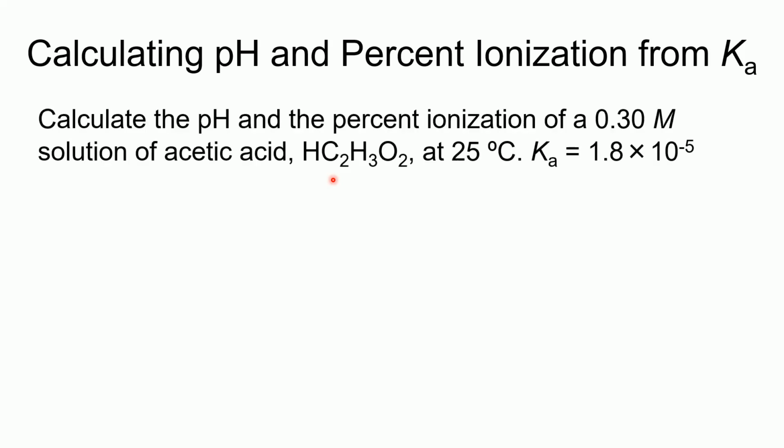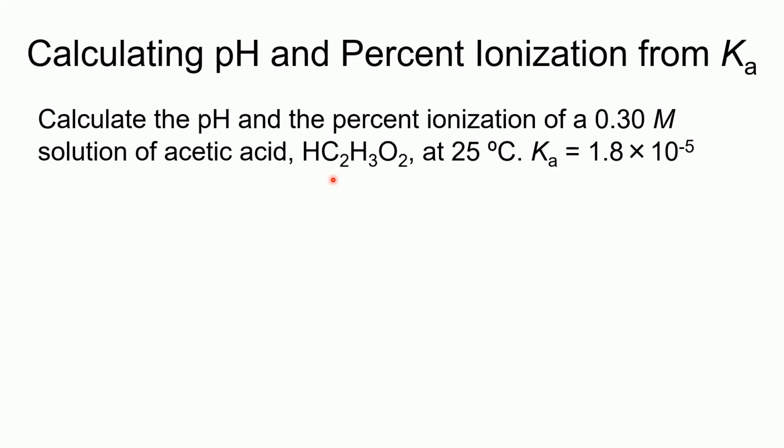So here, the question is, calculate pH and the percent ionization of a 0.30 molar solution of acetic acid at 25 degrees Celsius, and here is the Ka value. If you get a problem like this and it doesn't tell you what Ka is, you'll need to go look it up in the appendix.